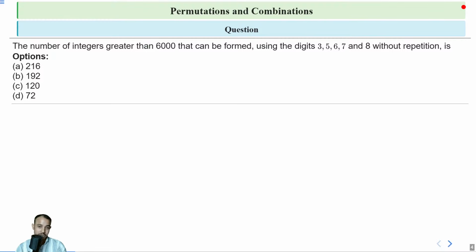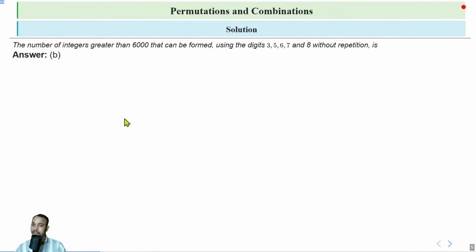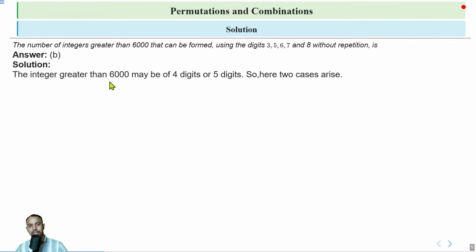Okay, so now we will solve this question. Everyone match with your answer. Here the correct answer is option B. So option B is the correct answer for this question. Let's start the solution step by step. You have to find the number of integers greater than 6000 by using the digits 3, 5, 6, 7 and 8. Here we have two cases.